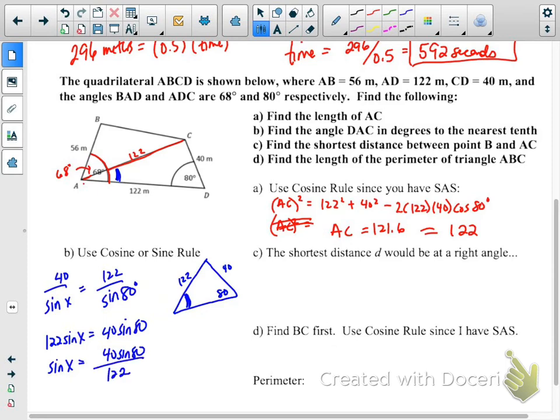So we're going to come up with that decimal. That decimal tells me that sine of x is approximately 0.32. So we're going to do an inverse sine of answer. And of course, x is really DAC. So DAC is equal to approximately 18.8 degrees.